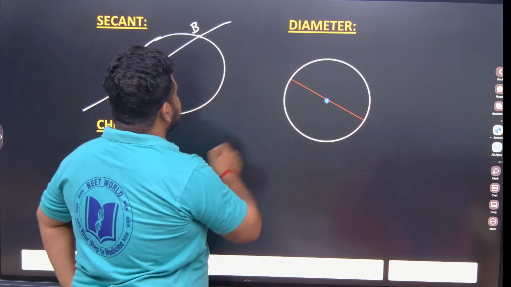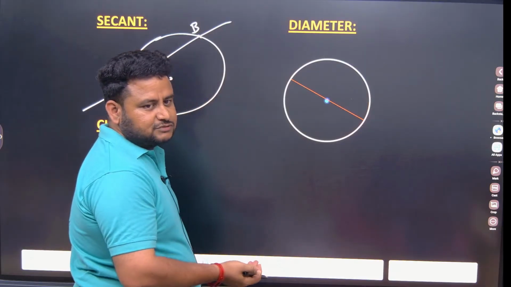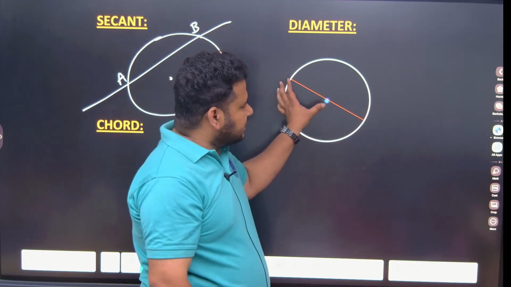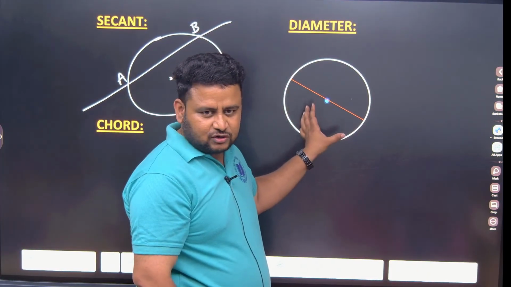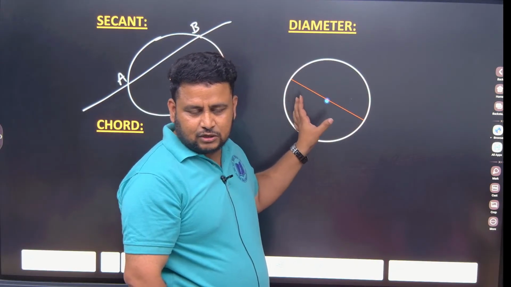That chord is called what? The diameter. That chord which passes through the center of the circle itself is called the diameter. And a very important thing about the diameter: it cuts the circle into 2 equal halves. Correct? Lyrica, focus. It cuts the circle into 2 equal halves.